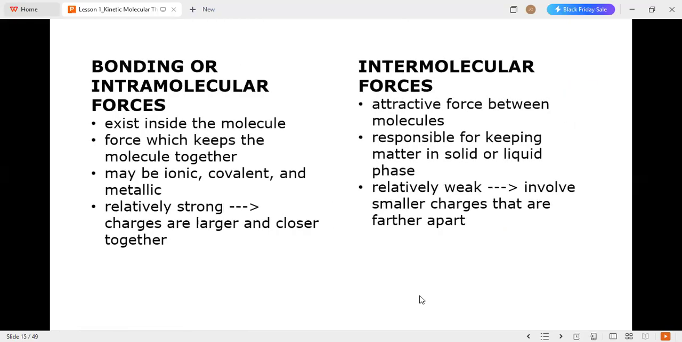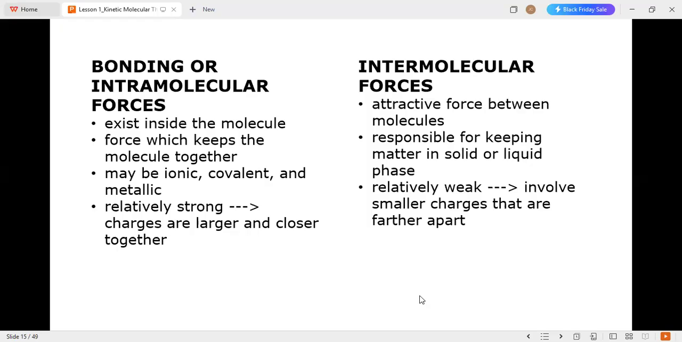So what's the difference? In detail, here's the discussion on bonding and intermolecular forces. Bonding or intramolecular forces exist inside the molecule. The force which keeps the molecule together, like for example, the hydrogen and the chlorine together, is an intramolecular force. It may be ionic, covalent, or metallic, which we discussed already in Chemistry 1, and we will review more here in Chemistry 2. Relatively strong, and charges are larger and closer together. It involves charges.